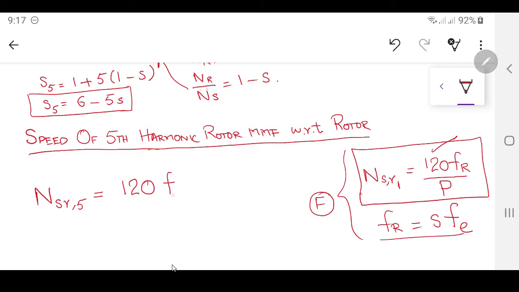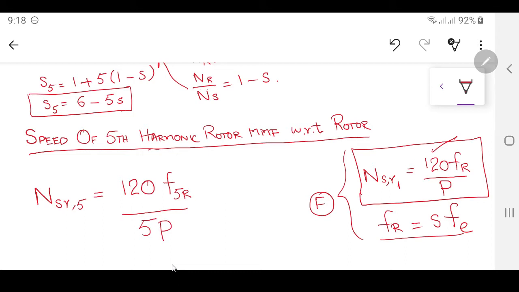this time it will be F5R, the rotor fifth harmonic frequency, divided by, as in the stator for the fifth harmonic where you created 5 times the poles, here in the rotor also you are going to have 5 times the poles created. So in the denominator you will have 5p.